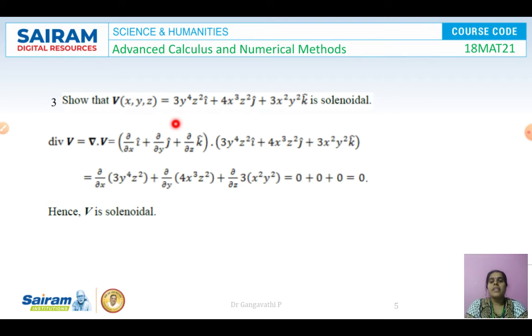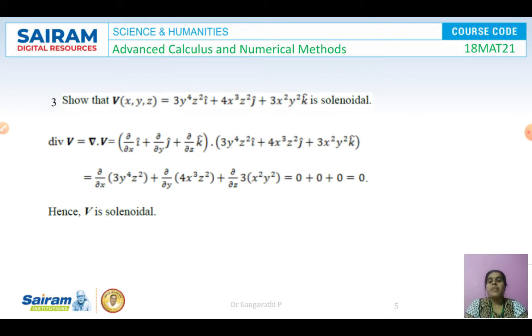Look at the third example. Show that v of xyz is equal to 3y to the power of 4 z square i plus 4x cube z square j plus 3x square y square k cap is solenoidal. So when do we say a vector is solenoidal? We say a vector field is a solenoidal vector if the divergence of that particular vector becomes 0. So when we operate divergence on it, the divergence of that vector should result in 0. Then we say the vector is solenoidal.